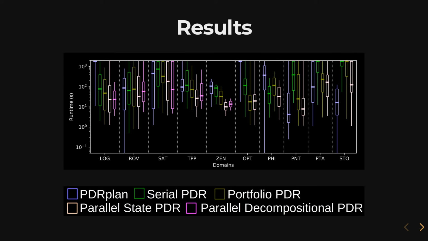We also have some results for domains that were not susceptible to the decomposition used in parallel decompositional PDR. These are the optical telegraph domain, dining philosophers, pipes world no tankage, pipes world with tankage, and the storage domain. We see that overall, our parallel PDR methods perform better than our serial baseline, and parallel state PDR performs better than the PDR portfolio.